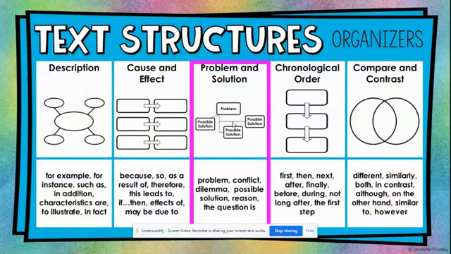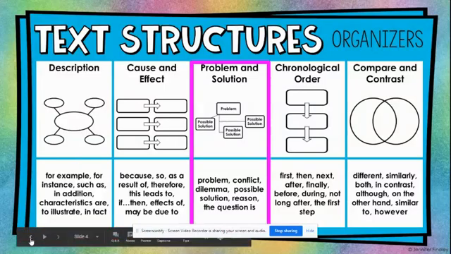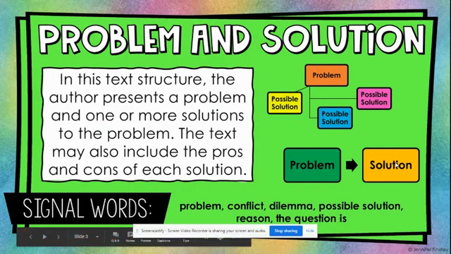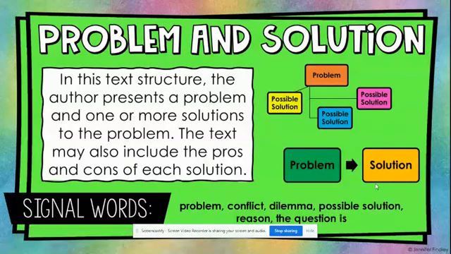Problem solution can look like this, or it can also look like cause and effect. If I go back one slide, where it's one problem with one solution, that looks a lot like a cause and effect graphic organizer because problem and solution is a lot like cause and effect. The thing I tell kids is ask yourself, is there a problem and was it solved? If there was a problem and it was solved, problem and solution wins. It triumphs. Because the problem is like the cause and the effect is like the solution.